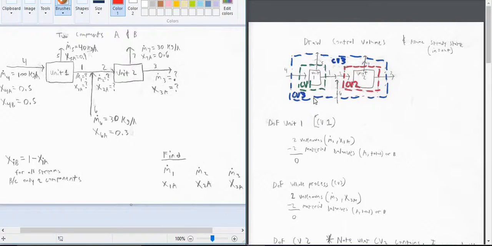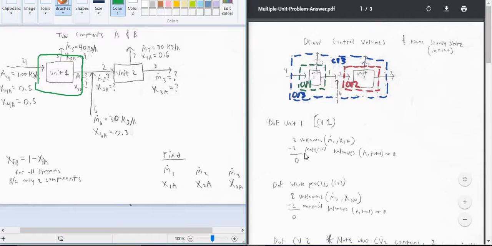So if we look over here, I've drawn some control volumes already. I've just arbitrarily picked 3. You can pick more than that. You could choose other ones, depending on what you think will be helpful. If we look at the degrees of freedom for control volume 1, we have 2 unknowns. Control volume 1, if we draw it right on here, is right here. So the only things we don't know are M1 and X1A. In order to solve them, we could use the two material balances, on A and on the total mass, or we could also do it on B. So once we do that, we'll be able to solve for M1 and X1A. So we'll just cross those out, saying that we'll be solving for them.